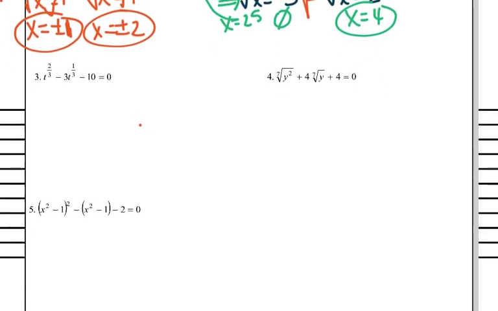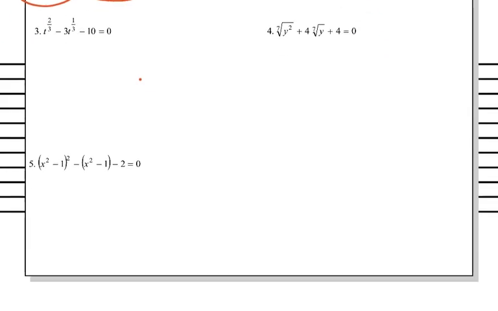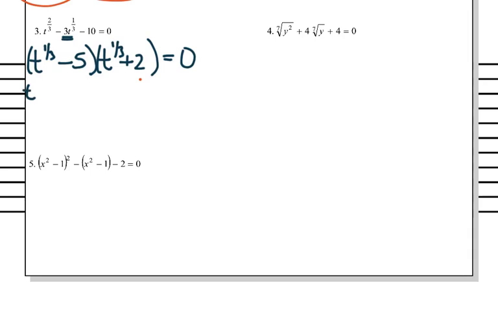All right, what about this one? T to the 1/3. I'm going to stone cold factor it. I'll do my substitution for the next two. I'm going to take that as my variable. Middle variable, t to the 1/3 times t to the 1/3 is t to the 2/3. This is going to be negative 5 and positive 2. So t to the 1/3, if I can jump ahead here, is going to equal 5, and t to the 1/3 is going to equal negative 2.